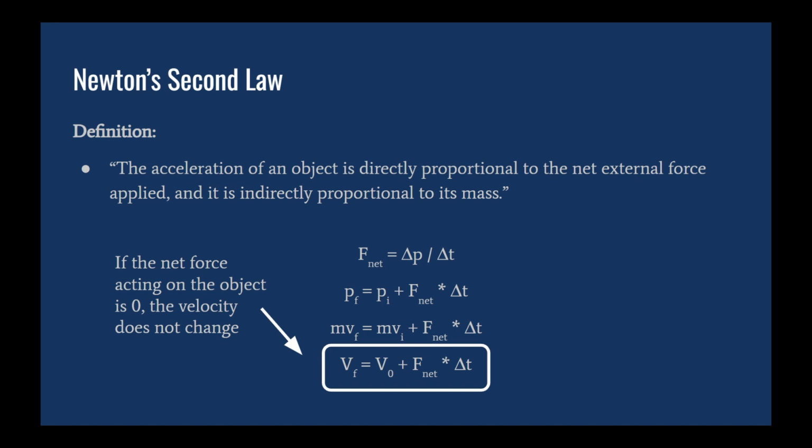Newton's second law states that the acceleration of an object is directly proportional to the net external force applied, and it is inversely proportional to its mass. So this gives us the equation F net is equal to the change in p over the change in time, and you can derive the velocity update formula, which is v final is equal to v initial plus the net force times the change in time. And this basically tells us that if the net force acting on the object is 0, then the velocity does not change at all.